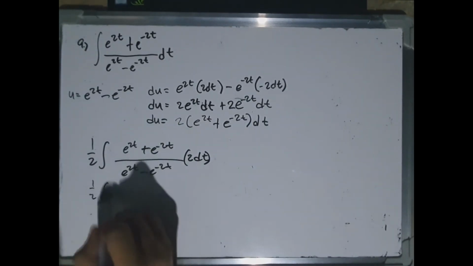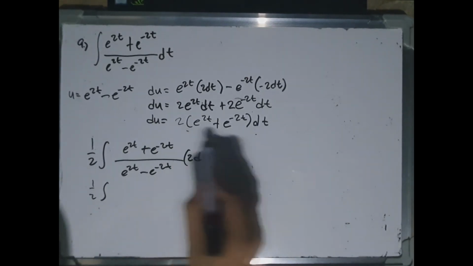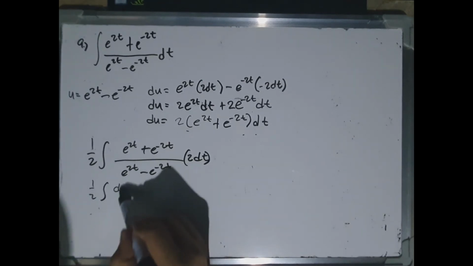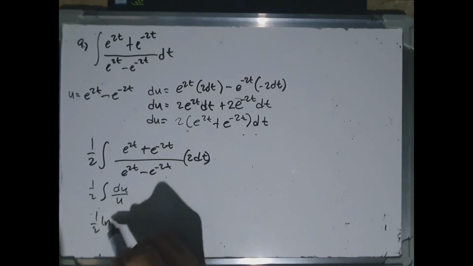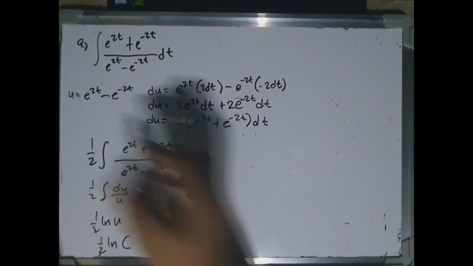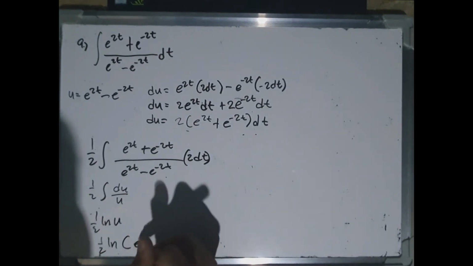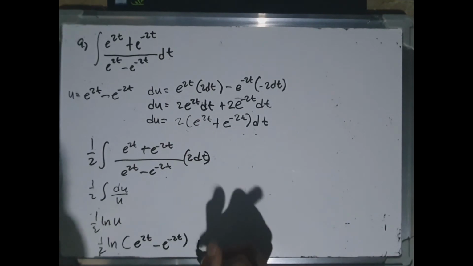We now have 1/2 integral of du, this one, du, all over the u. So that is 1/2 ln of the u. 1/2 the ln, the u is previously equivalent to e raised to the power of 2t minus e raised to the power of negative 2t plus c.